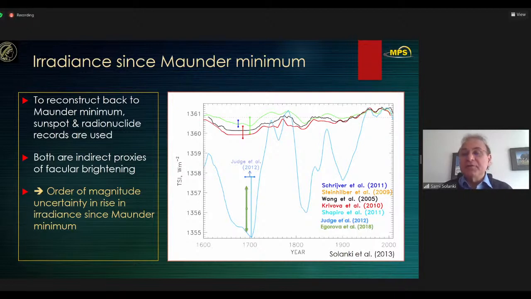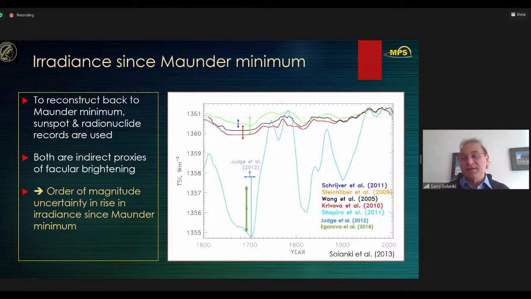And here are different reconstructions of the irradiance and different estimates of what the irradiance was at that time. And you can see that they differ by an order of magnitude. Right? The green curve is half a watt per square meter less, or 0.07%. The light blue curve is 6 watts per square meter, or more than 6 watts per square meter. So a full order of magnitude.